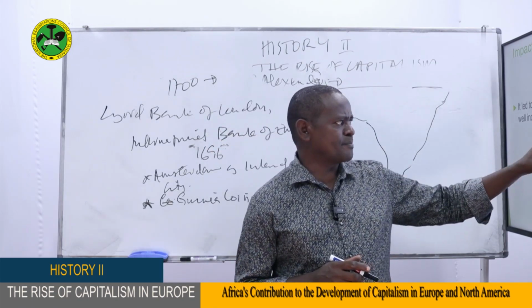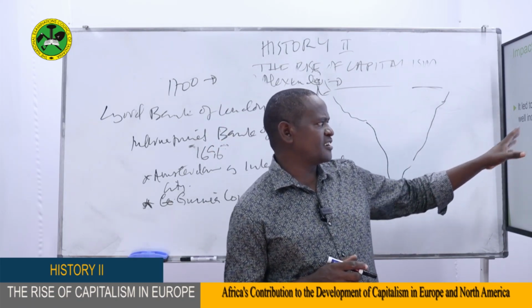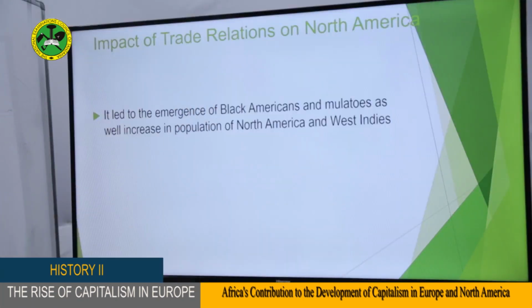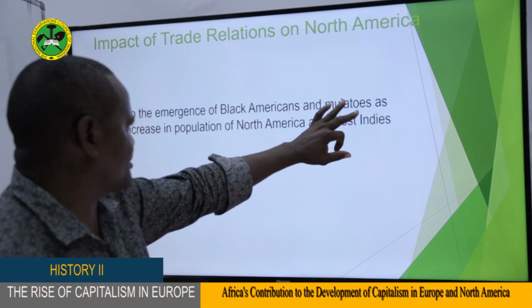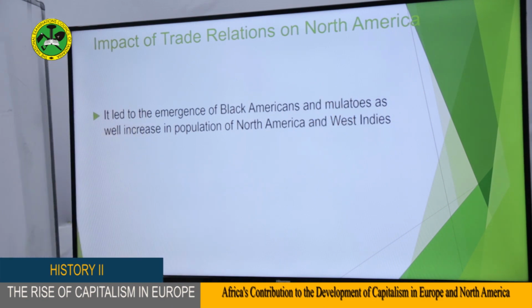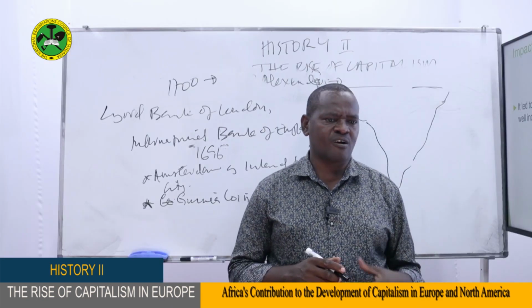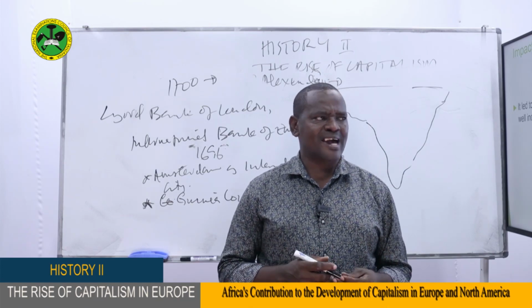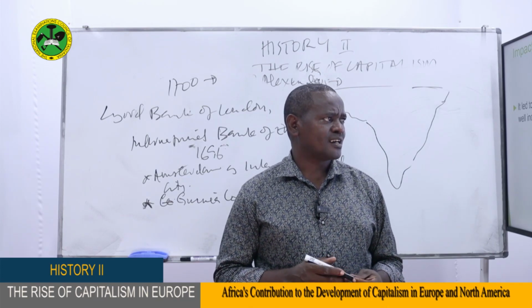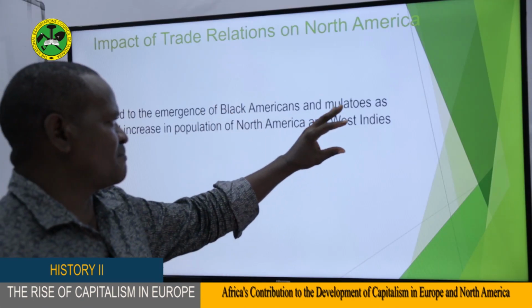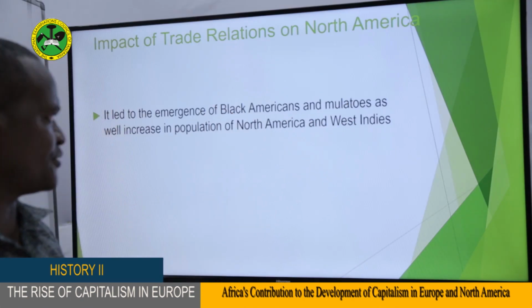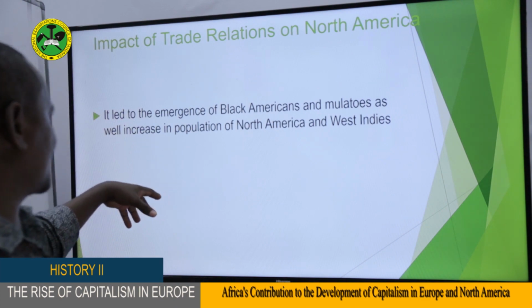So the black people, black men and women and children, were taken to North America and the West Indies to work in the plantations. But remember here, we're also talking about mulattoes. Mulattoes are people of mixed blood, with the blood of the Europeans and the blacks. Those people were also considered part of the black people because they have the blood of the black people and so on. So that is also another thing.